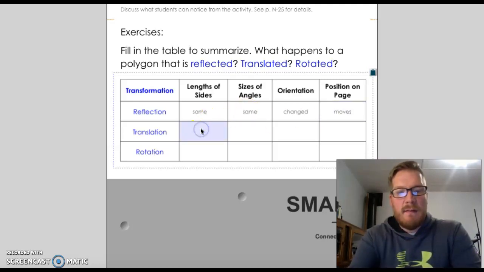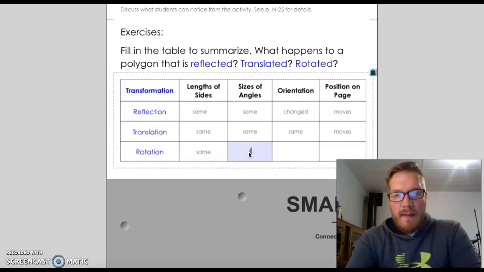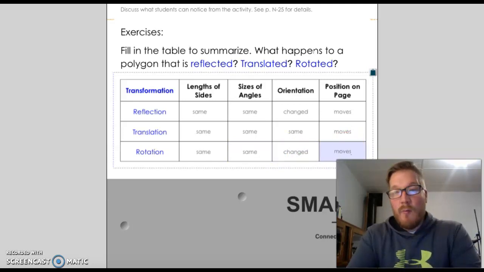In a translation, again, length of the sides the same. Size of the angles, same. Orientation is the same, actually, because all you're doing is sliding it around. And the position on the page moves as well. Rotation, the length of the sides doesn't change. The size of the angles stays the same. The orientation is changed, and the position on the page, again, they all move.